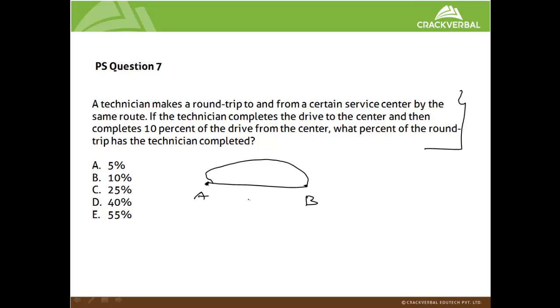So from A to B, that's the center, right? He is again taking 10% of the drive. The question is asking you what percentage of the round trip has the technician completed. Now this is a very straightforward question if you use the answer choices. One thing is very clear: he has already traveled A to B, so out of the 100% of the distance he has already covered 50%.